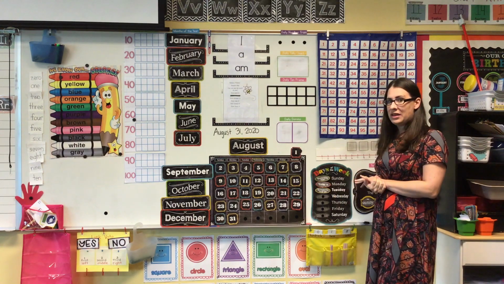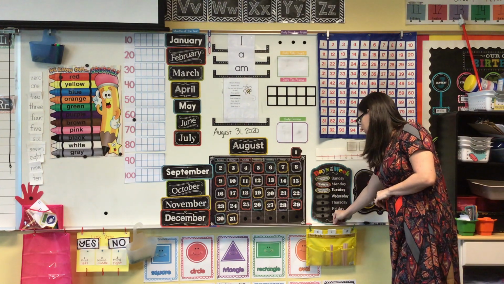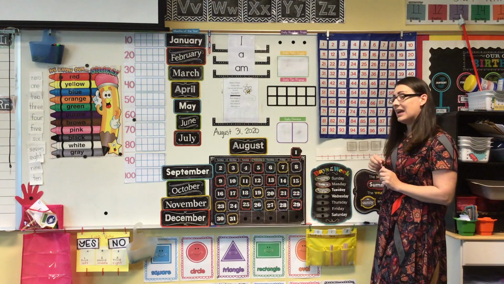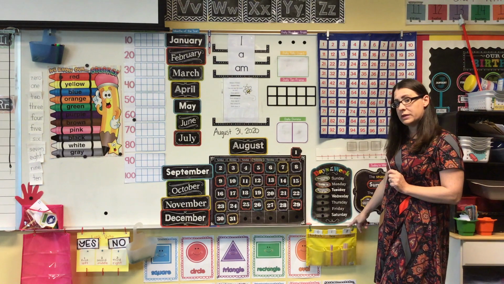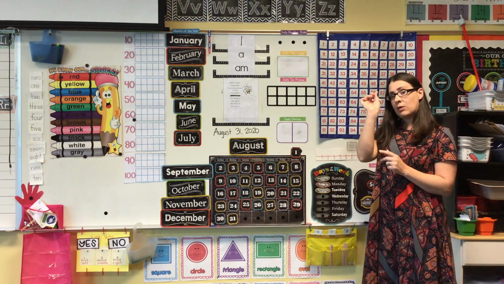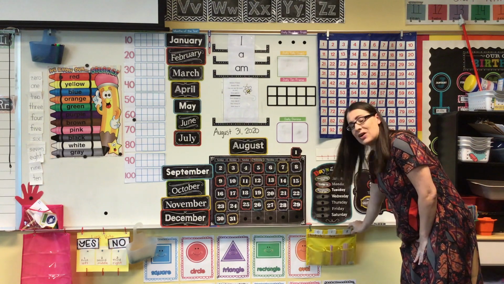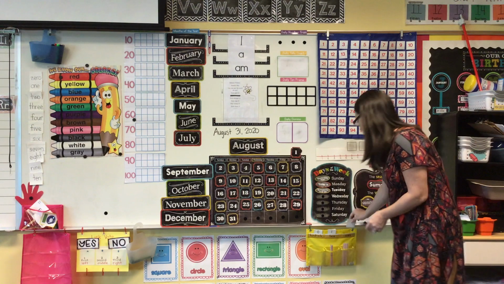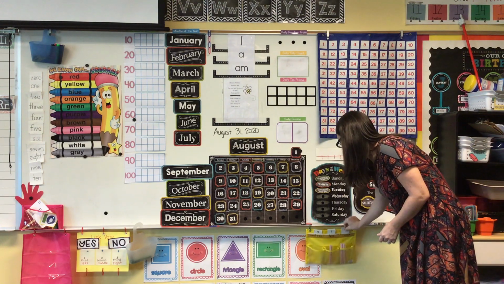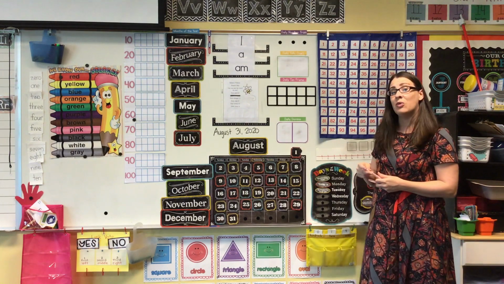There's a couple new things that we are going to do today. We are going to talk about our number of the day. Before we do that, I almost forgot. We have to see how many days we've been in school. Every day we add a straw. If I add 1 more straw to 18, that makes 19 days of school. So I'm going to count my straws just to make sure that we have 19 straws here. You can count with me.